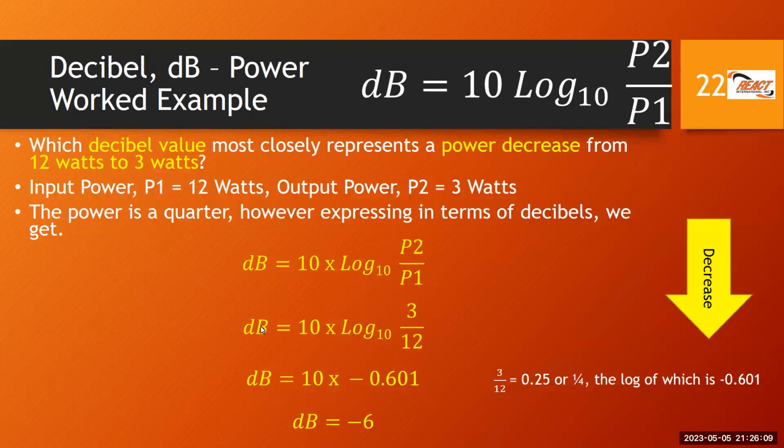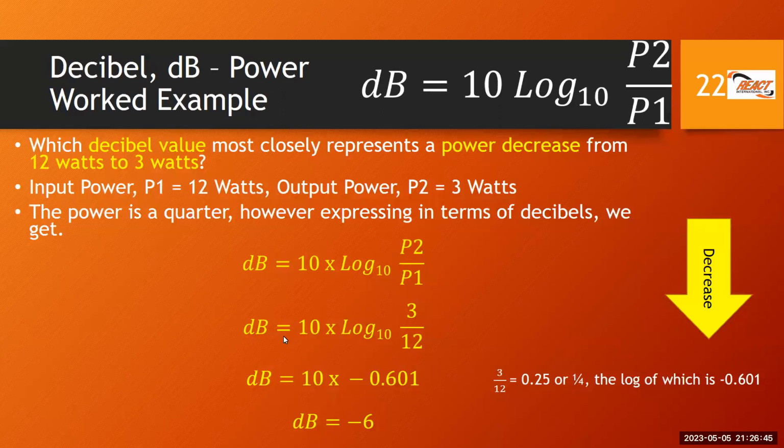And of course, this next equation, dB is equal to 10 multiplied by the log of this number 3 over 12. 3 over 12 is a quarter, or 0.25. So you put that into a calculator and you press the log button, and you will end up with approximately negative 0.601, right? So notice here, if you actually look at your calculator, you will see some digits after. But again, that's also a gauge here. Notice in the question, they tell you most closely represents. So therefore, we're talking about approximating values, right?